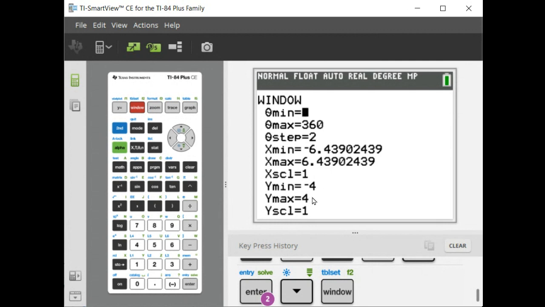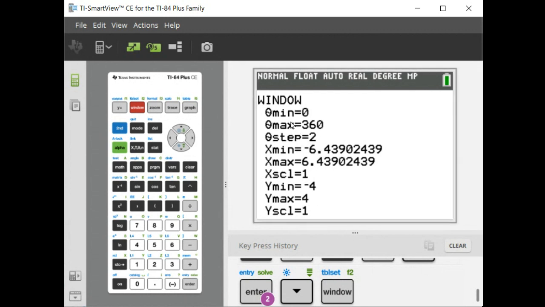One minute. I think your theta is probably what's messing it up. You don't have to type in these decimals. Just type in -6 and 6. You don't have to type in the whole numbers for x min and max.